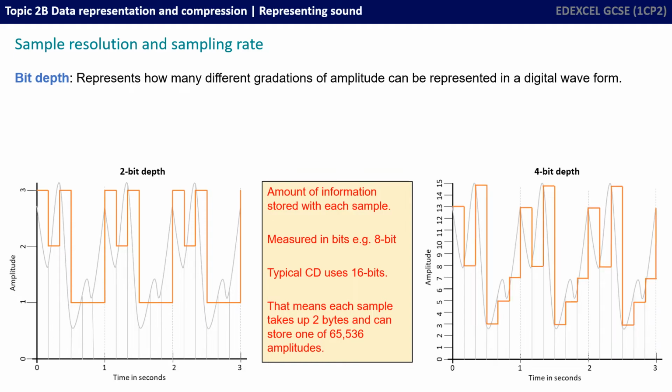The greater the number of bits in each sample, the closer the sample will be to the original analog sound, and therefore this also increases both the quality and the file size. The orange line shows the digital version we are able to store from the analog wave given the sample rate and the bit depth. Typically, CD quality has a bit depth of 16 bits per sample.